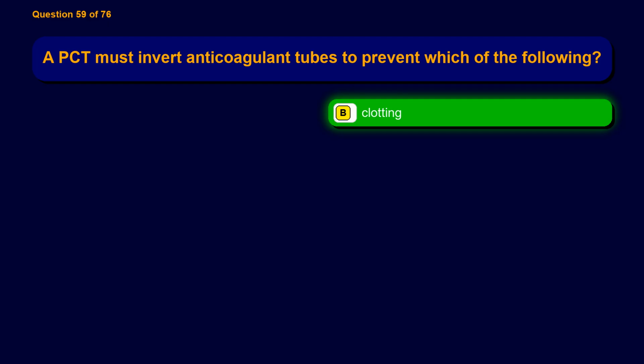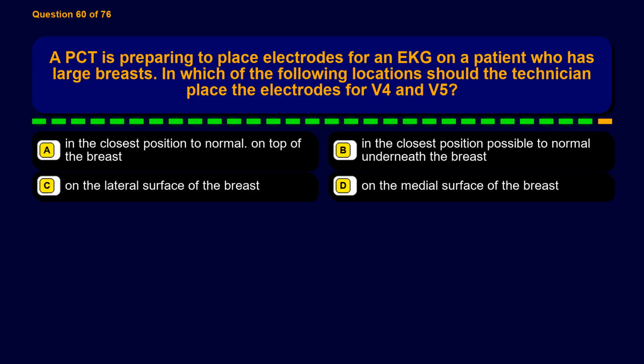The correct answer is option B, clotting. Question 60. A PCT is preparing to place electrodes for an EKG on a patient who has large breasts. In which of the following locations should the technician place the electrodes for V4 and V5?